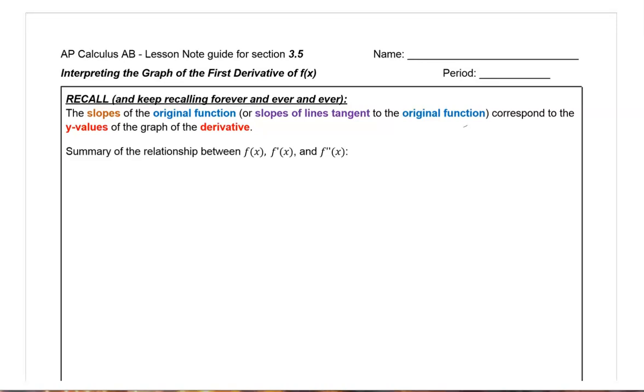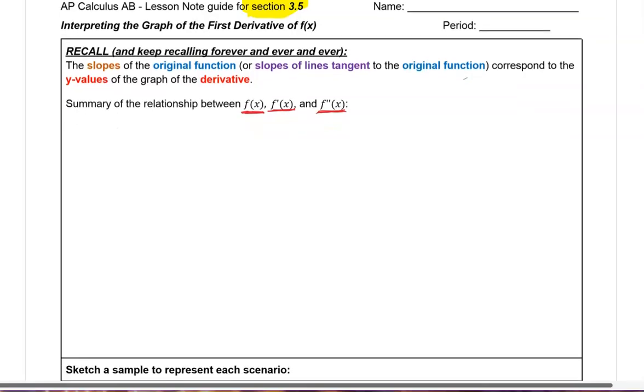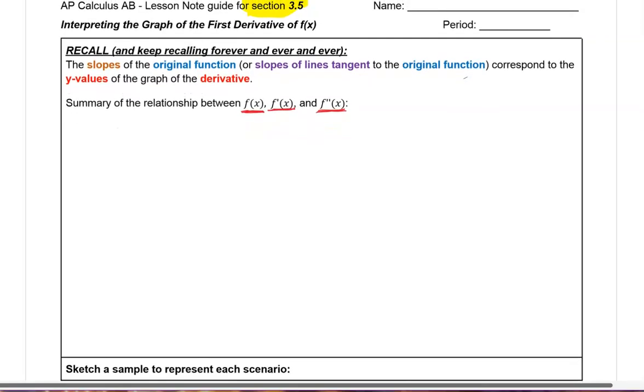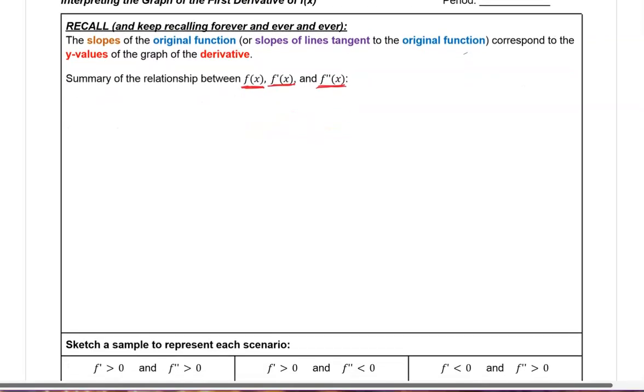Hi class, in this video we are going to cover our lesson from section 3.5 in our textbook. This is a section that brings together what we learned in 3.1 and 3.3 about the relationships between f and f prime, and then what we also learned in 3.4 about the relationship between f double prime and f prime, and then because of that also with f. So I want to start by just summarizing what we realized in those three sections.